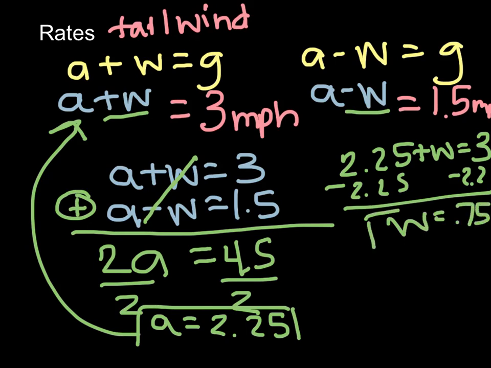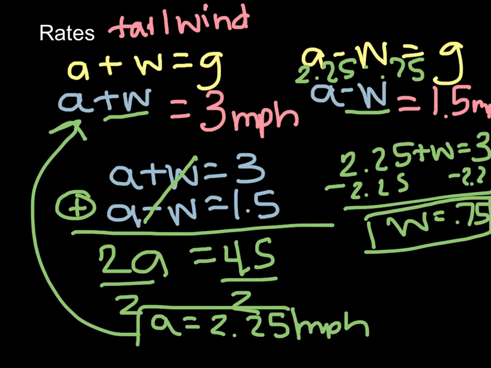So here I have my a, and here I have my w. Plug that into your other one and see if it works. So a is 2.25 minus 0.75, and if my math is correct, 2.25 minus 0.75 is equal to 1.5, so this would be true. So the question is, what was the bird's airspeed? Well, the bird's airspeed, right here, a, is 2.25 miles per hour, and the wind speed that day would have been 0.75 miles per hour.